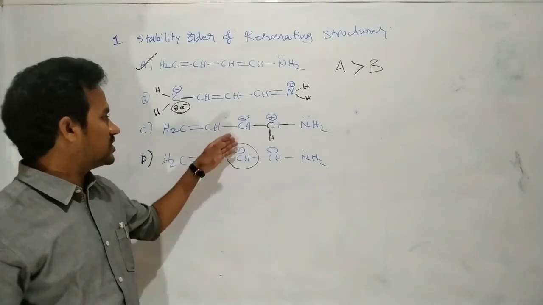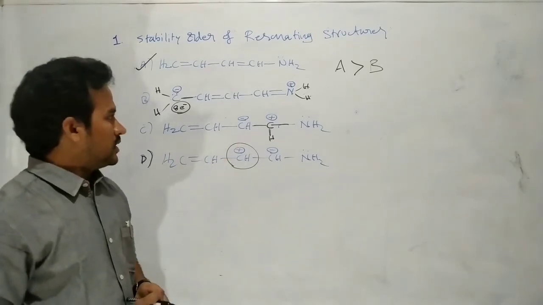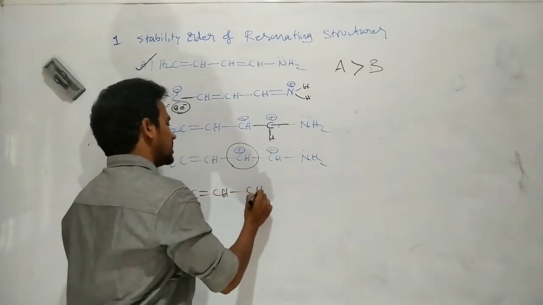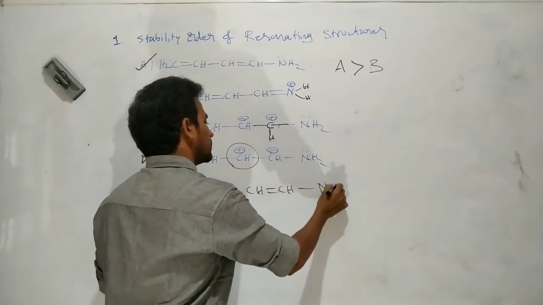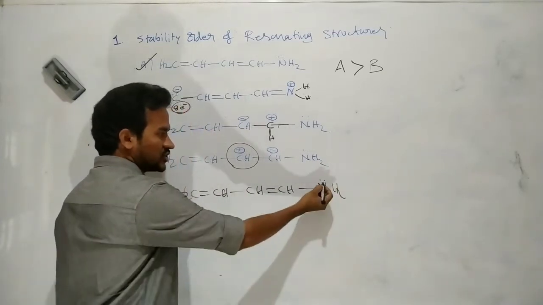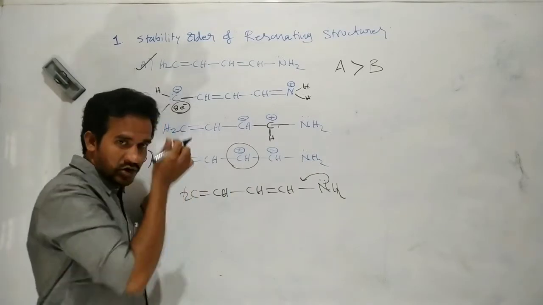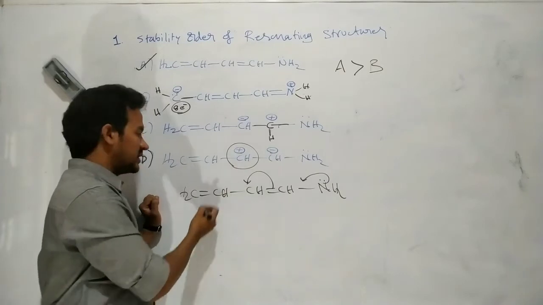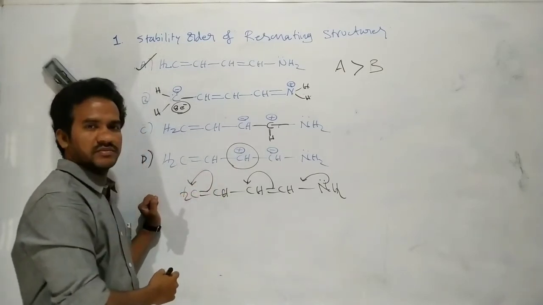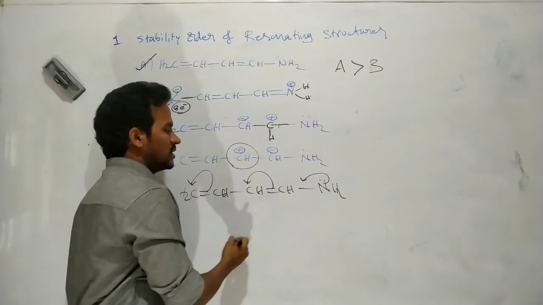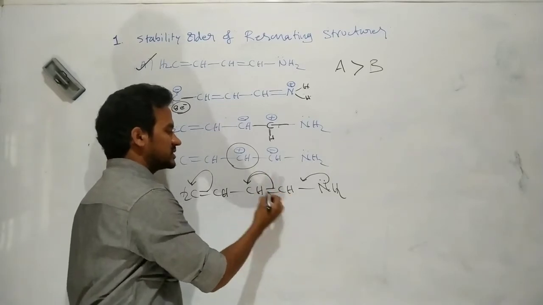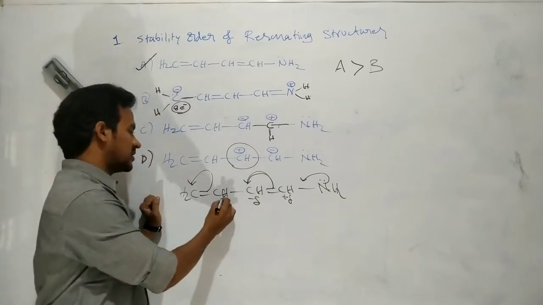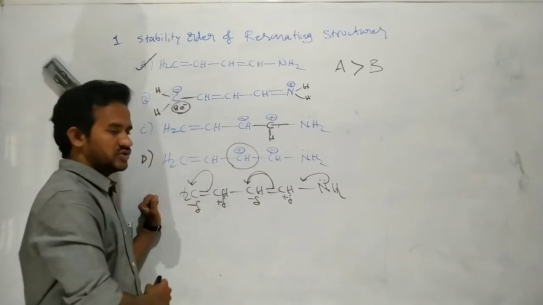Now next, between these two, which is the more stable? Here this compound has CH double bond CH, and this one is NH2. NH2 is the donating group. By donating its lone pair of electrons, the pi electrons transfer to this carbon, and then these pi electrons transfer to this carbon. By transfer of these pi electrons, it carries a positive charge, here a negative charge, here again a positive charge, and again a negative charge.